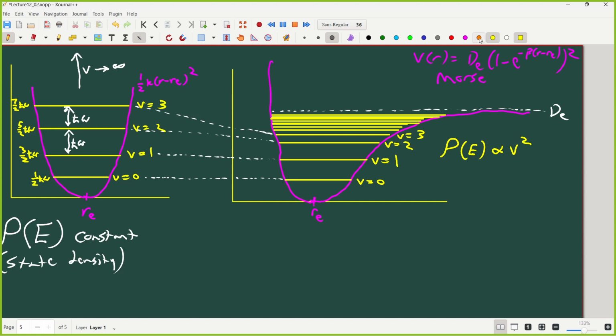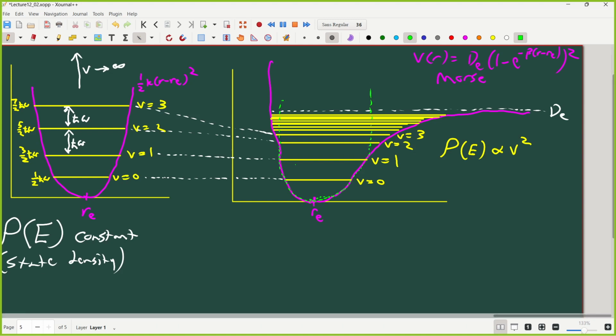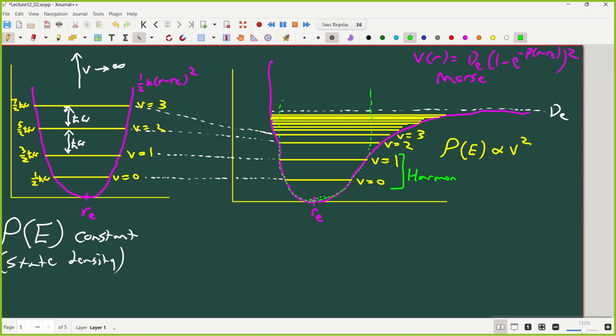So this idea is that this region here at the bottom, which I draw with this green parabola, is very harmonic. Because the levels in the Morse oscillator correlate almost exactly with the ones in the equivalent harmonic oscillator. But once you get past this point, when the curve stops looking parabolic, the level spacings start to get smaller and smaller. They no longer look harmonic anymore.